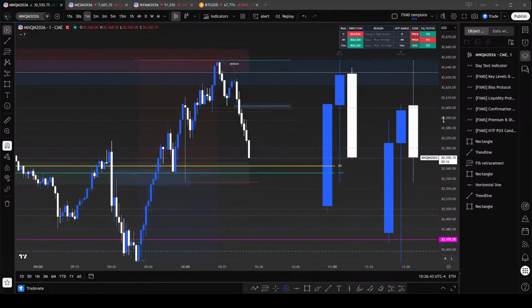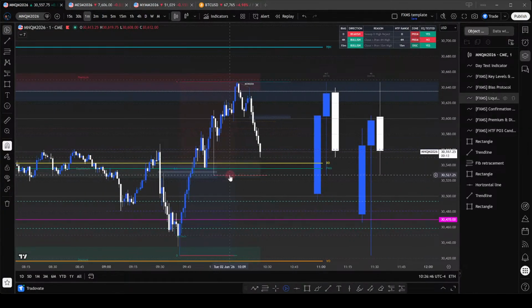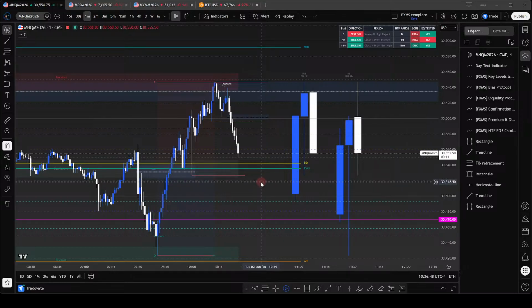Oh, there's a straight drop. Okay, so this is our target. Let's see if we get that sweep.